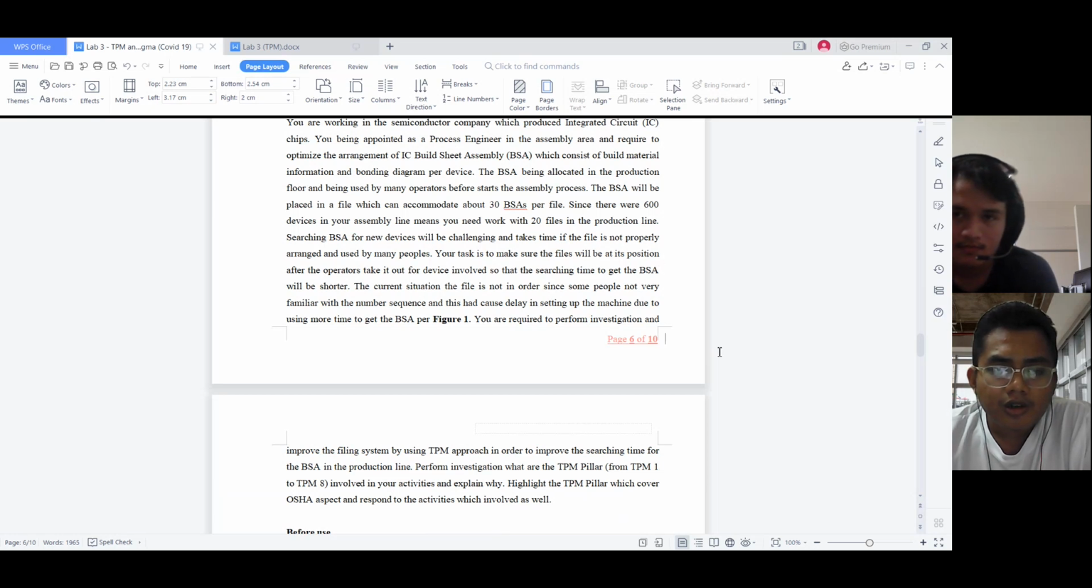Perform investigation: what are the TPM pillars from TPM 1 to TPM 8 involved in your activities, and explain why. Highlight the TPM pillar which covers the OSHA aspect and respond to the activities which are involved as well.